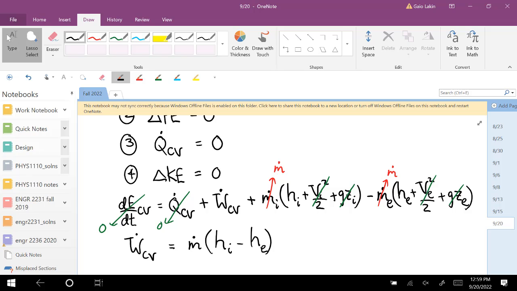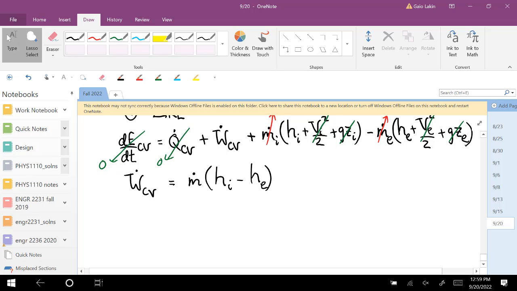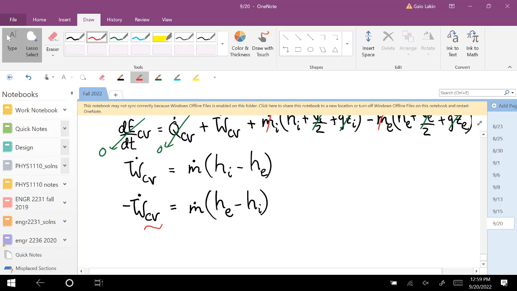Physically, what is that W dot? What is that power coming in? That's just the electric power coming into the system. Okay, so is that going to be negative or positive? Right. For each of these, I've been writing in the form where both sides of the equation are positive. So I'm going to rewrite this as negative W_CV dot is equal to m dot times the quantity h_e minus h_i. And now this is positive and this is positive.